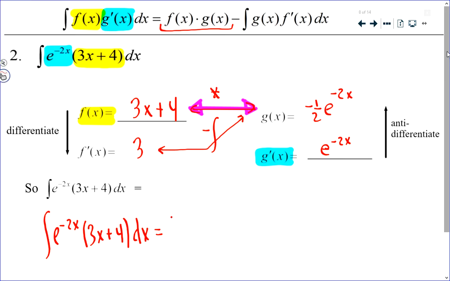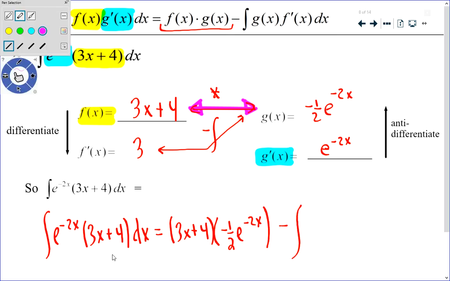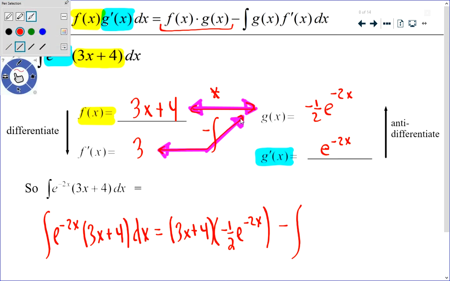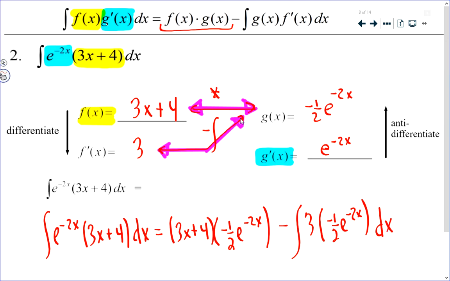So I'm going to have 3x plus 4 multiplied by negative 1/2 e to the negative 2x. Then I have minus an integral, and the integral will have a product that is the product of these. So the integral will be 3 multiplied by negative 1/2 e to the negative 2x dx. The order that you multiply them in doesn't matter. So where do we proceed from here?